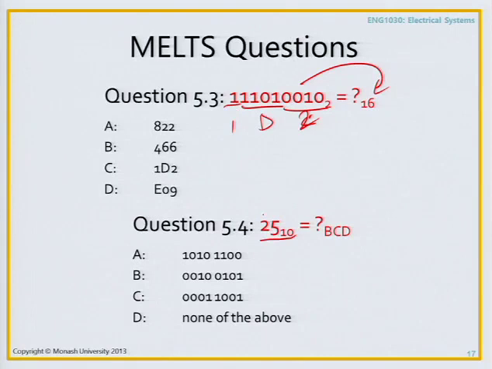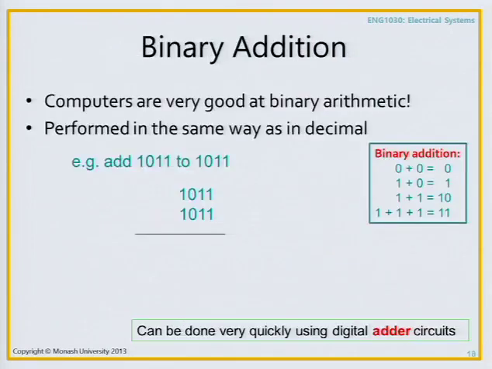Well, what's 2? 2 is 0, 0, 1, 0. And what's 5? 0, 1, 0, 1. Right? So that gives us B. Sorry? Oh, B, yes. My bad. Okay.